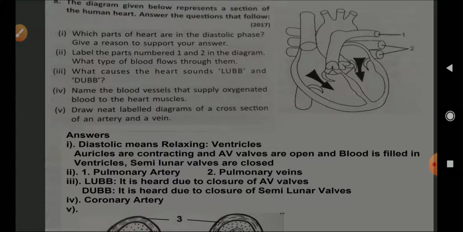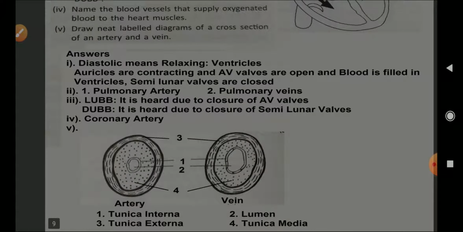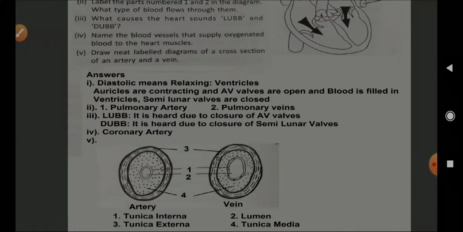Lub and dub sound: this question was already asked in the previous questions. And question number 4, which blood vessel supplies oxygenated blood to the heart muscles? That also you know, and the diagram also you should know. So this is the end of the textbook question answers.